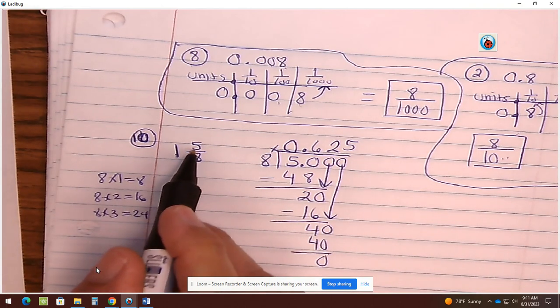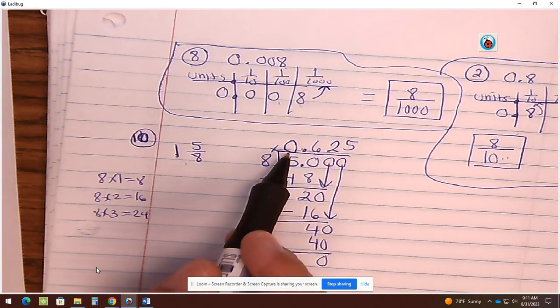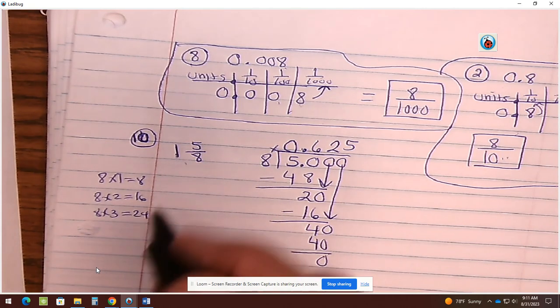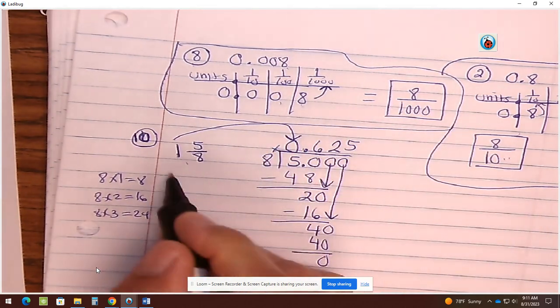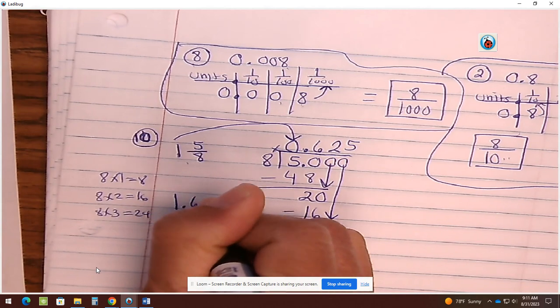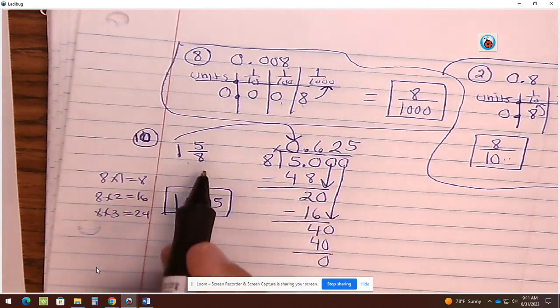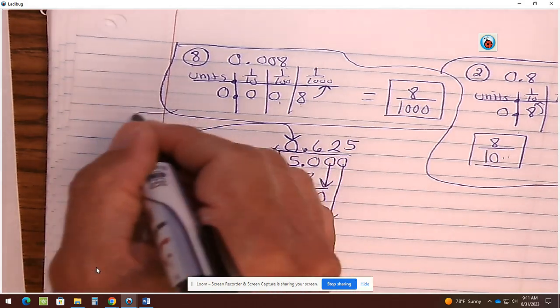So the fractional part of this mixed number is worth 0.625. But you see that 0? Don't keep it at 0 because we had a hole there. So this 1 is actually going to replace the 0 because we had units. So my real answer would be 1.625. That's how we change a mixed number to a decimal form. We're done with that one.